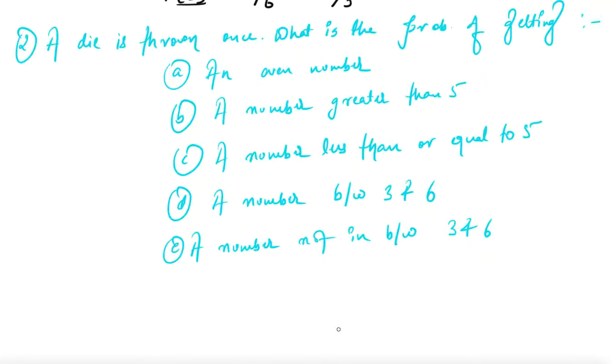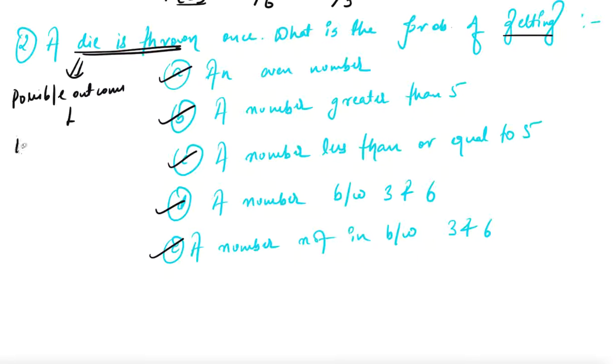Now see this carefully. This is important. A die is thrown once. What is the probability of getting an even number, a number greater than 5, a number less than or equal to 5, a number between 3 and 6, a number not in between 3 and 6? Let us solve this one by one. Before solving, I know my experiment is throwing a die. So when I throw a die, my possible outcomes are 1, 2, 3, 4, 5 and 6.